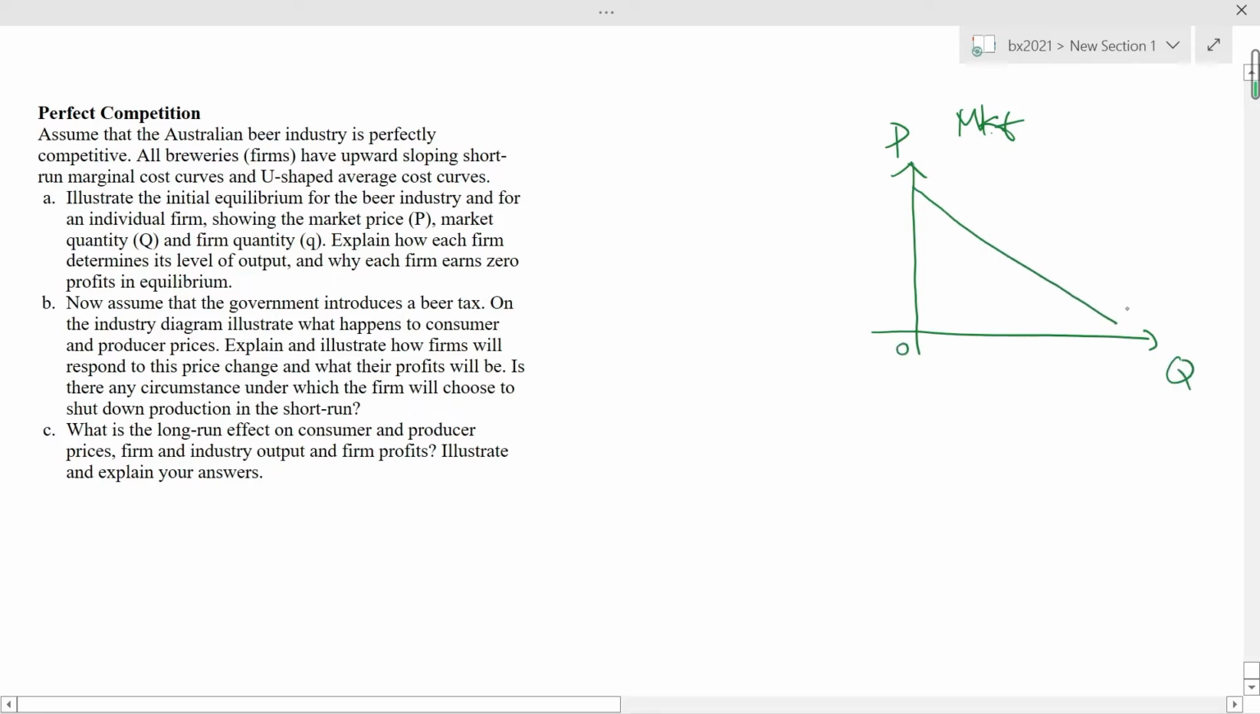So, a downward sloping demand curve and an upward sloping supply curve. This market supply curve is the sum of each individual firm's supply curve. Equilibrium is at point E, at a price of P0 and a quantity of big Q0. And we also have the individual firm's diagram.